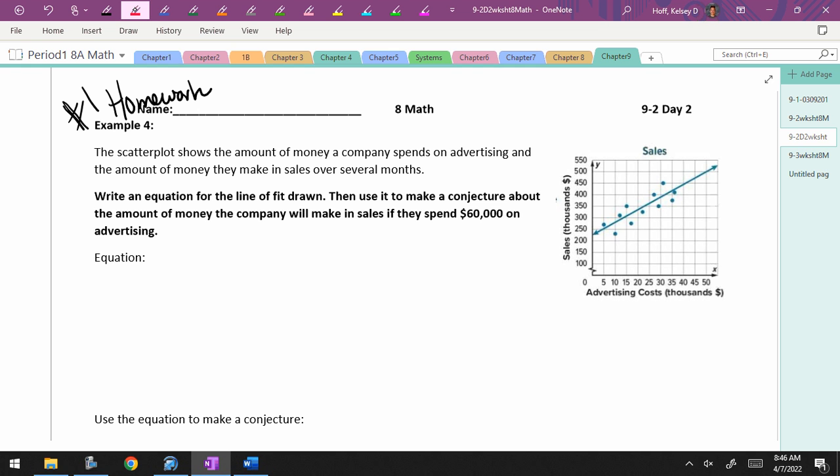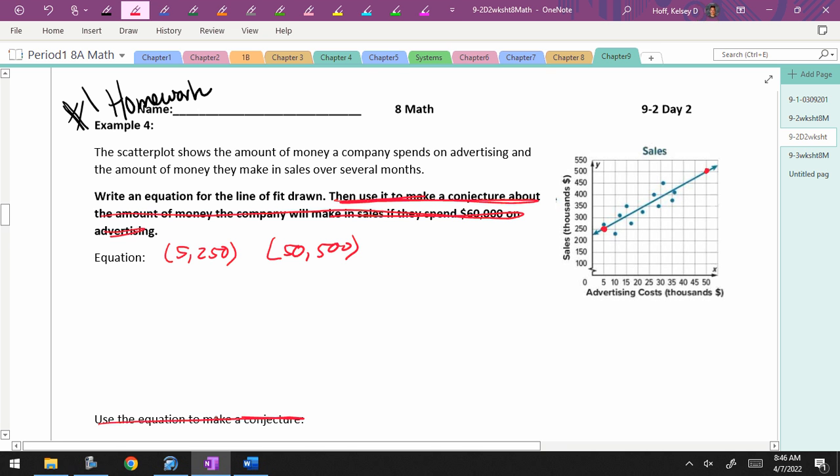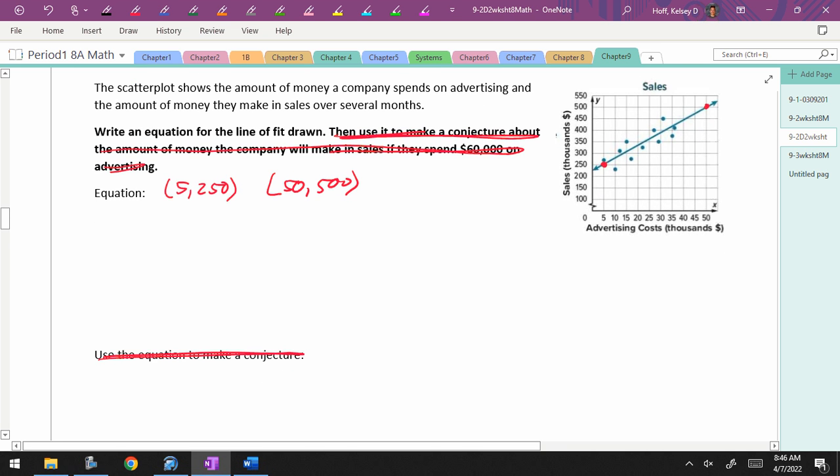Example 4, I'm going to make that your homework. This is problem number 1. I'm changing my mind here because the other paper doesn't have enough space for you to do any work on. I want you to use the points 5, 250, and 50, 500. Everybody has to use those two. You do not have to make a conjecture. Miss Hoff just wants you to write the equation like you have been.